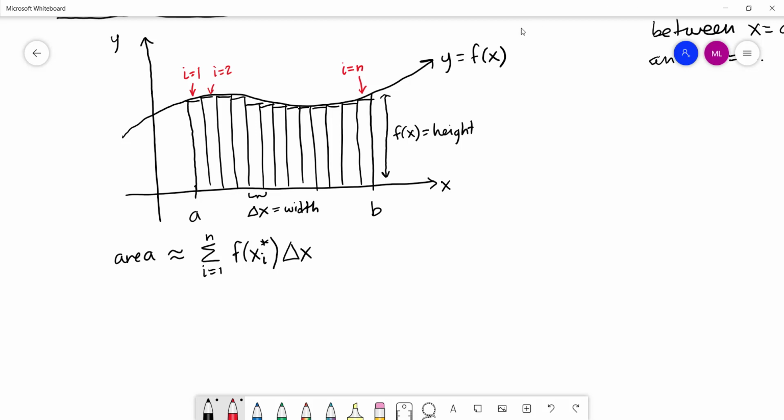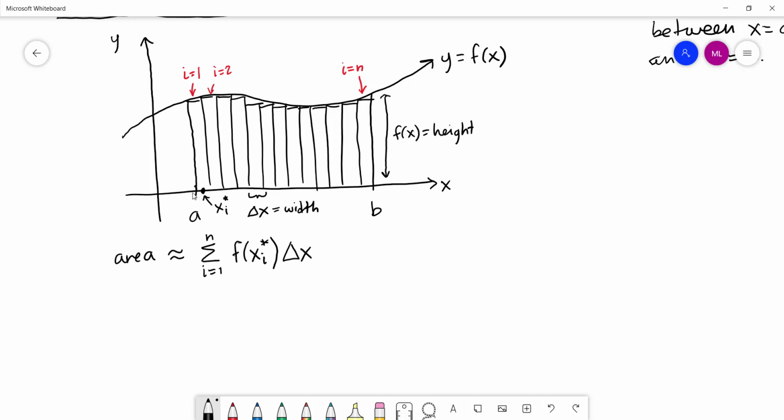So when i is equal to 1, I pick some point. This f sub x_i just needs to be any point. So here it is, right here. That point right there is my x sub i with the star. It doesn't matter if I pick a point on the left-hand side of this rectangle, on the right-hand side of this rectangle, or somewhere in between, because the height at all of those points is pretty similar. I'm going to get a decent approximation. That's all we're trying to do anyways right now, is come up with an approximation.